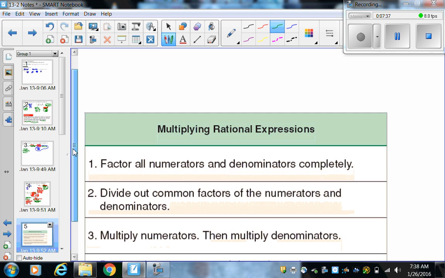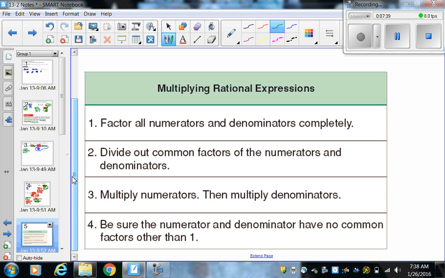Okay, steps to multiplying rational expressions. Step 1 says to factor all numerators and denominators completely. Then you're going to divide out, which is another way of saying cancel out common factors that are both in the numerator and the denominator. And then you're going to multiply numerators and multiply denominators. Remember, when you multiply fractions, you multiply straight across. And be sure that the numerator and the denominator have no common factors other than 1.